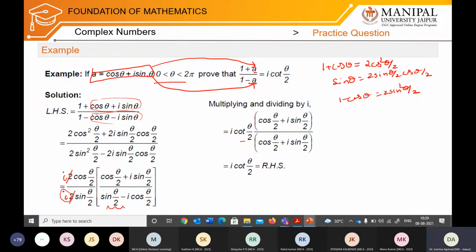Multiply this iota with this term, so it will convert into iota sin theta and iota square cos theta by 2. Iota square is minus 1, minus minus plus, so it will be cos theta by 2 plus iota sin theta. These two terms will cancel out and we'll get iota cot theta by 2, right?